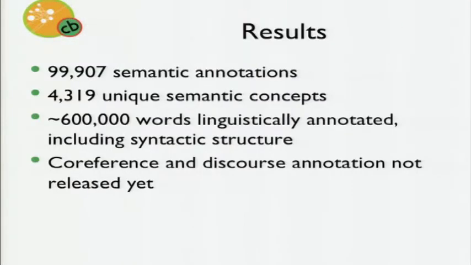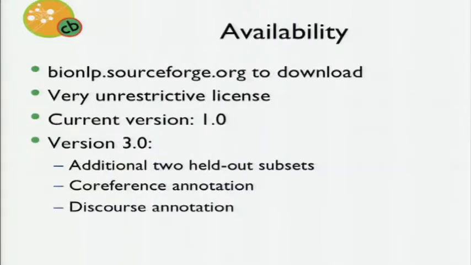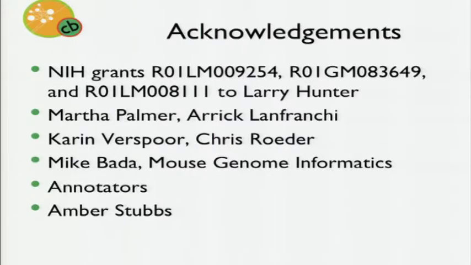So what we got out of this is close to 100,000 semantic annotations that included about 4,300 unique semantic concepts. We have about 600,000 words that are linguistically annotated, including syntactic structure. We have co-reference and discourse annotation, but haven't released that yet. This is fully available for free with a very unrestricted license, so you can do anything you want with it. The current version is 1.0. Somewhere between there and version 3.2, we'll add in two subsets of the corpus that we held out for shared tasks. The data set was just released late last year and has already been used for 3 experiments that we know of. And finally, some acknowledgements to the people involved, and I have 26 seconds left, so there's plenty of time for questions.